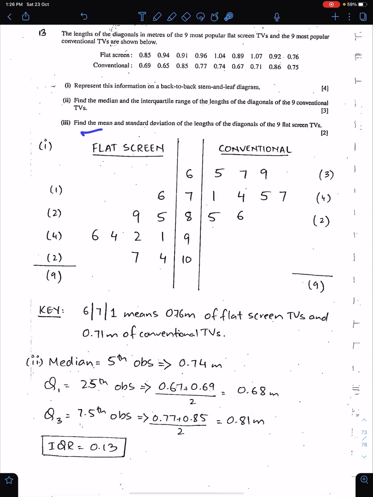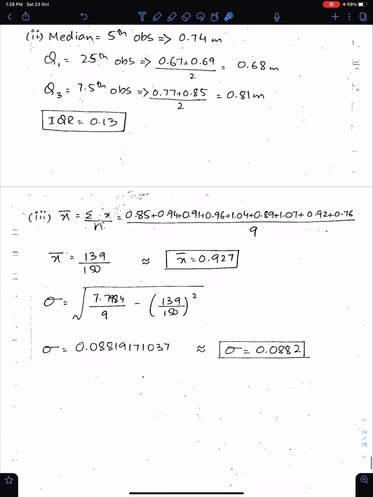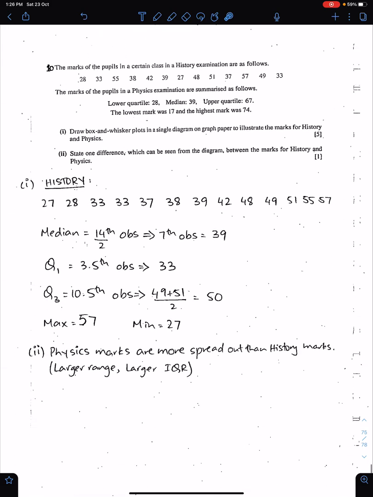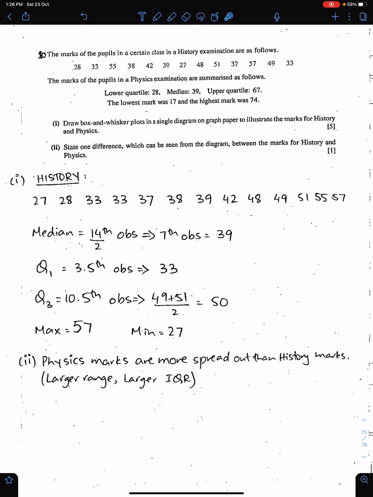Now find the mean and standard deviation of flat screen. For this, we have to use this formula for mean and this formula for standard deviation. We have done this earlier in this lecture. Next question.